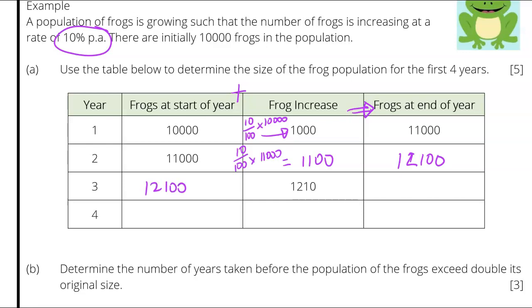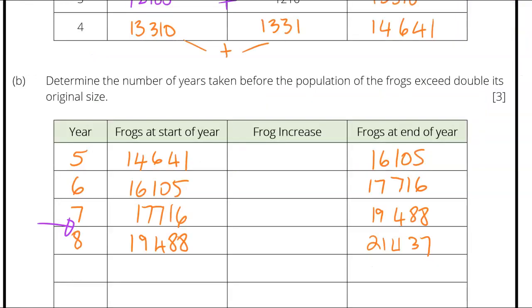And I have given you that 10% figure this time. And so then adding those two values again, keep going. Can you finish off that table very quickly? So yeah, so just over 7 years, somewhere in that 8th year, the frog population will double its original size.